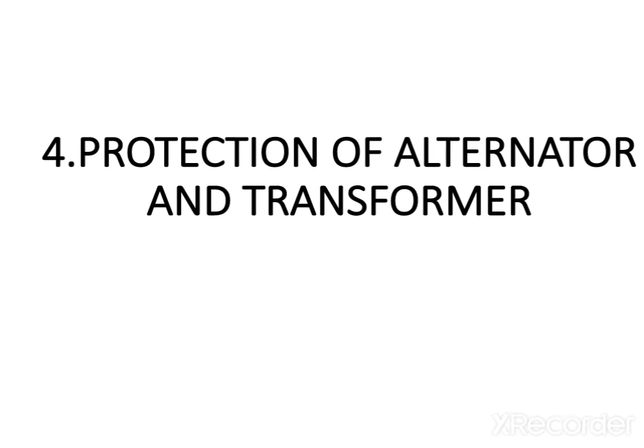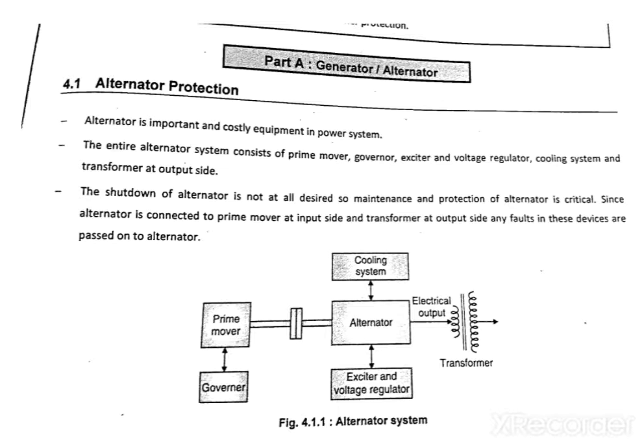In the fourth lecture of switchgear and protection, we are discussing the protection of alternators and transformers. The generator is the main element of the power system, so the cost of the generator or alternator is high in the power system. The alternator consists of a transformer at the output side and a prime mover and governor at the input side.